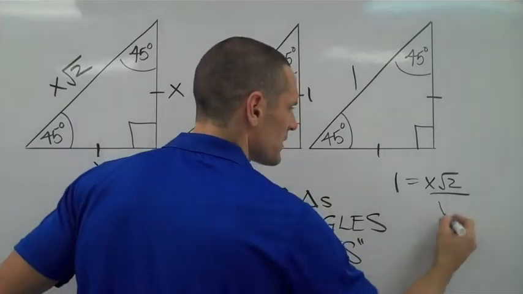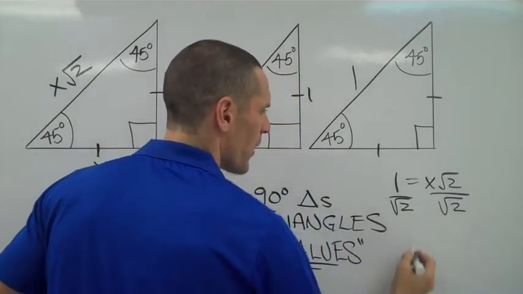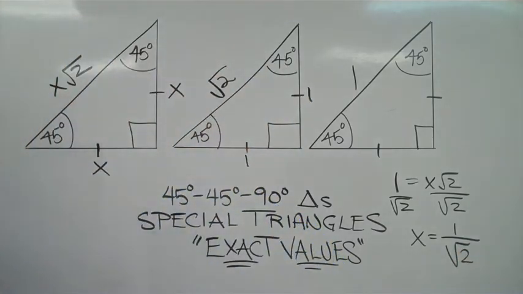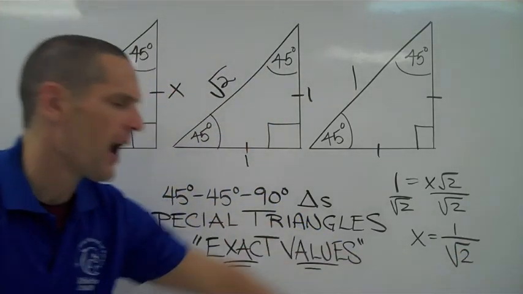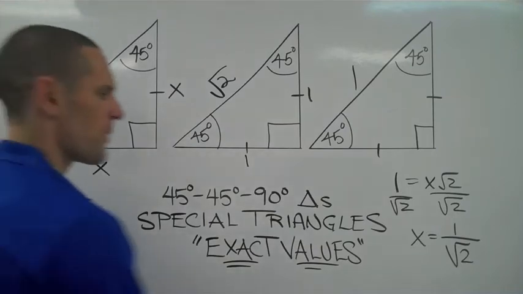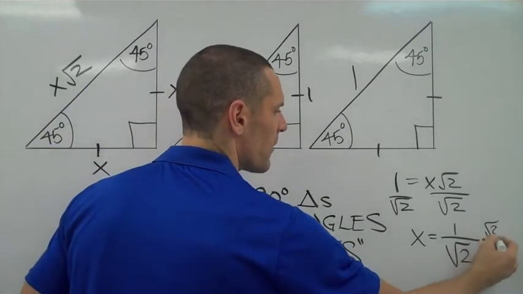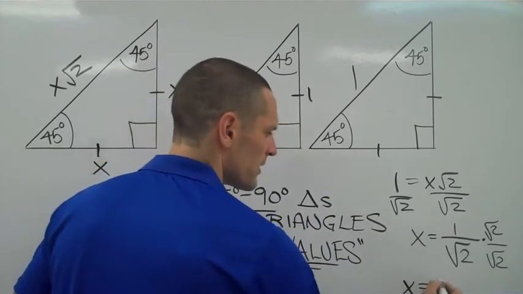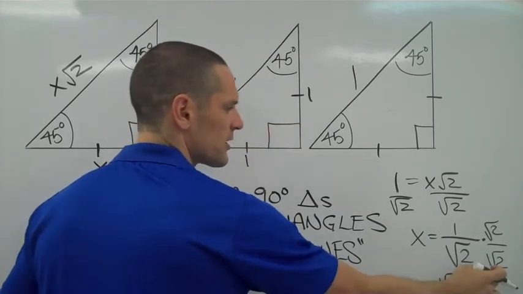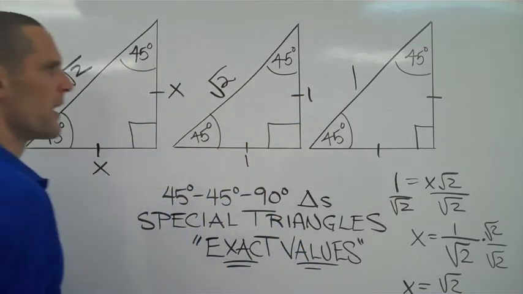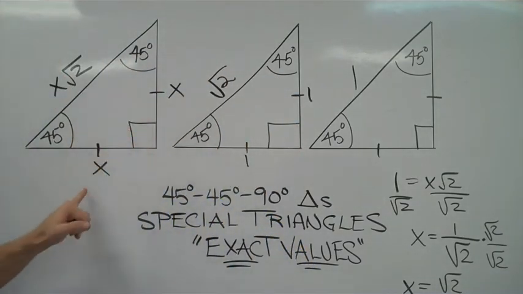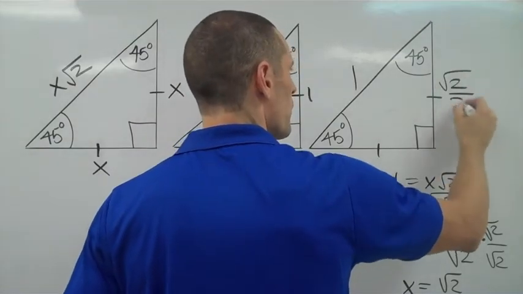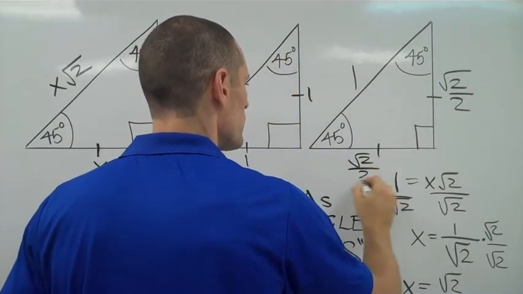I can divide both sides by the square root of 2, and I wind up with x is equal to 1 over the square root of 2, which I have to rationalize. I can't leave a radical in the denominator. So I multiply both numerator and denominator by the square root of 2. So x must equal the square root of 2 divided by the square root of 4, which is 2. If that's the case, then my x and my x are square root of 2 over 2, and the square root of 2 over 2.